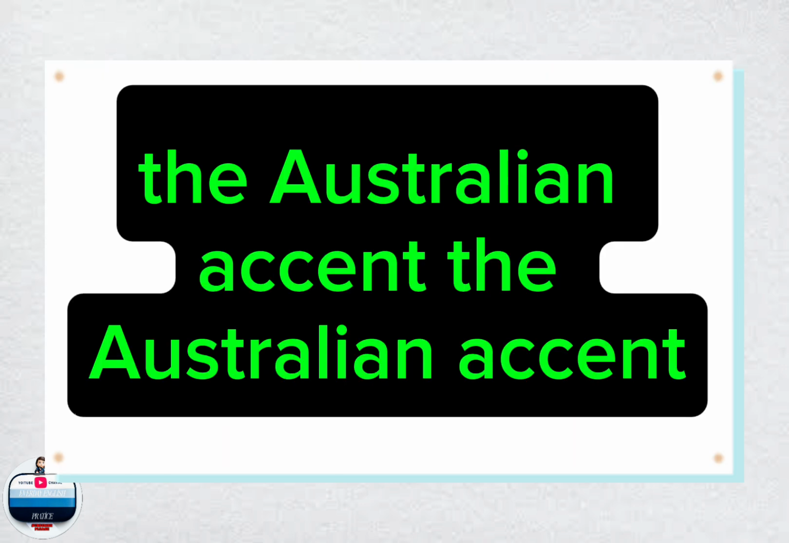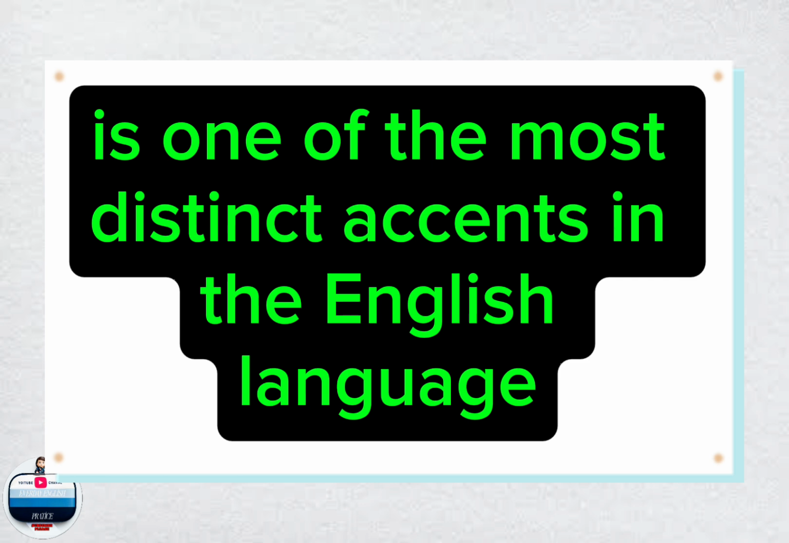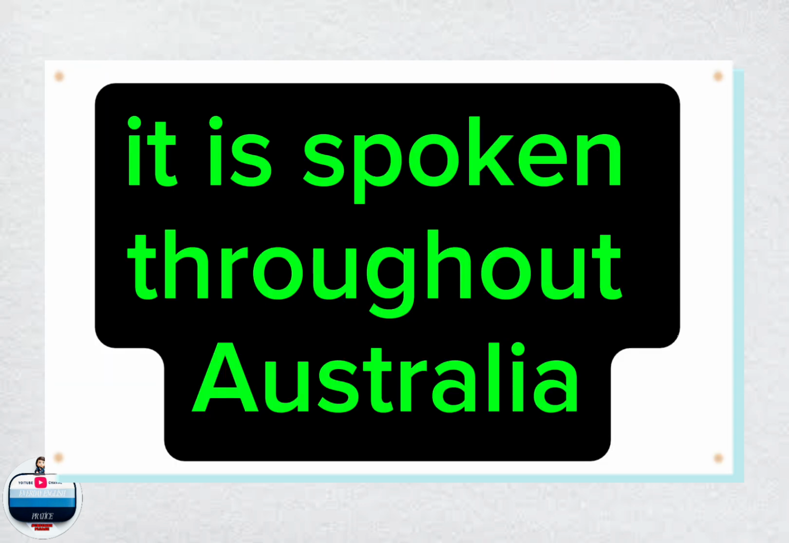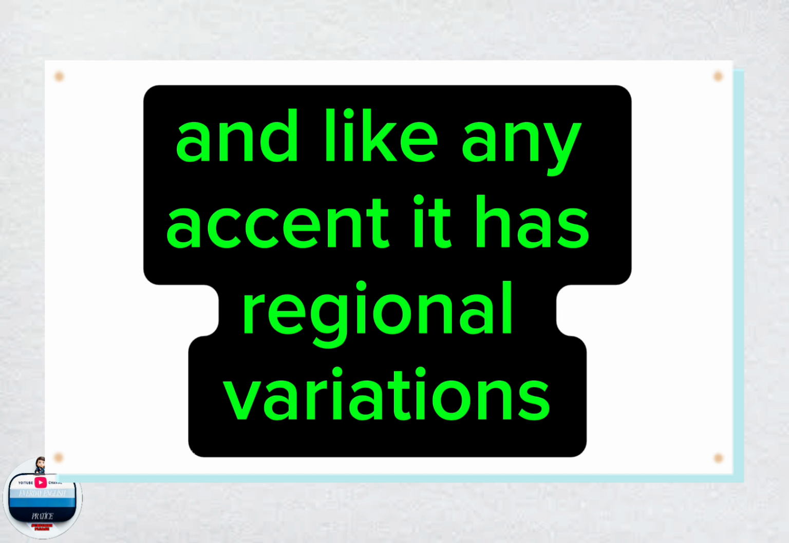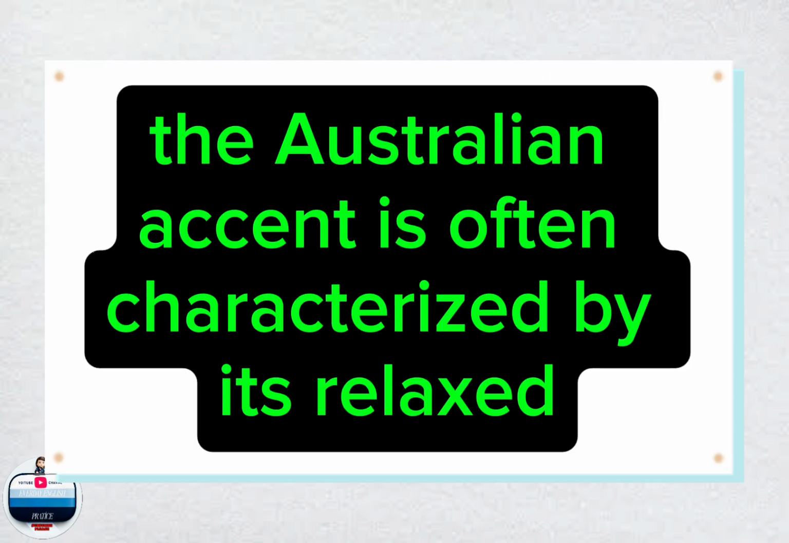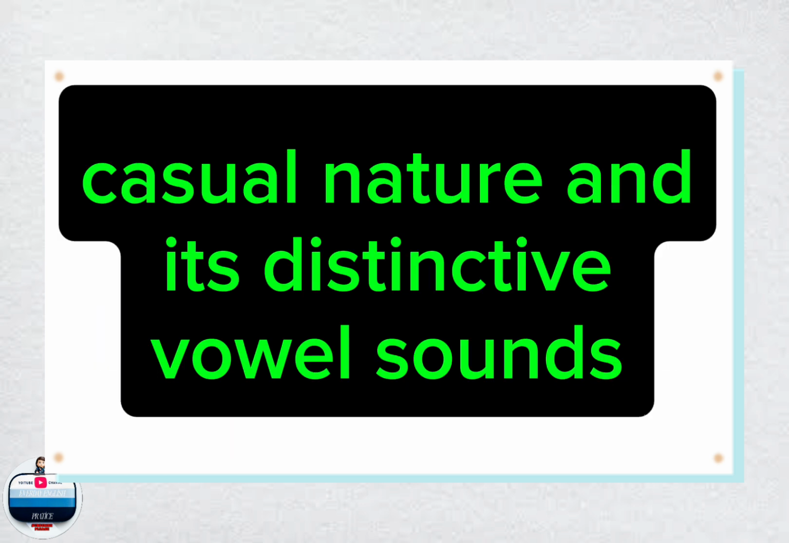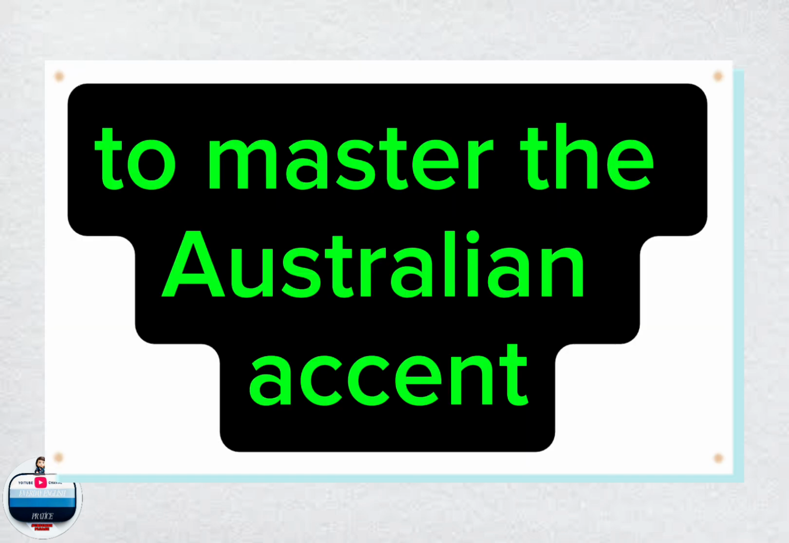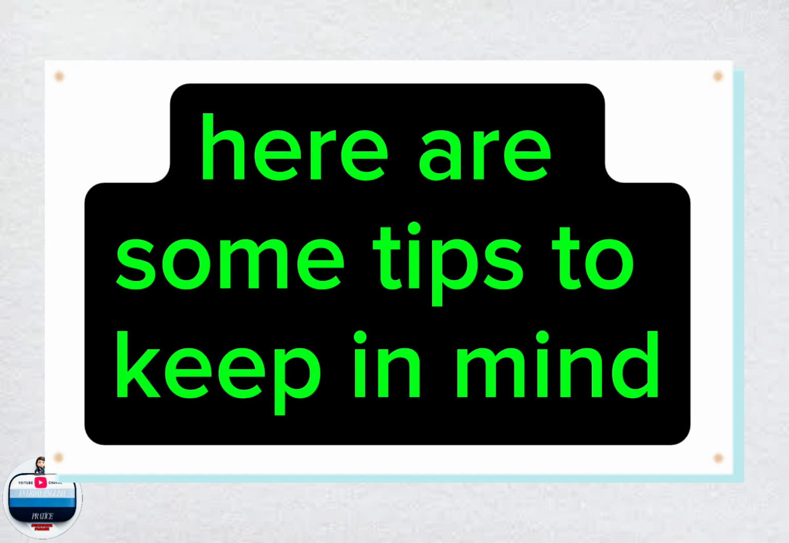The Australian accent. The Australian accent is one of the most distinct accents in the English language. It is spoken throughout Australia, and like any accent, it has regional variations. The Australian accent is often characterized by its relaxed, casual nature and its distinctive vowel sounds. To master the Australian accent, here are some tips to keep in mind.